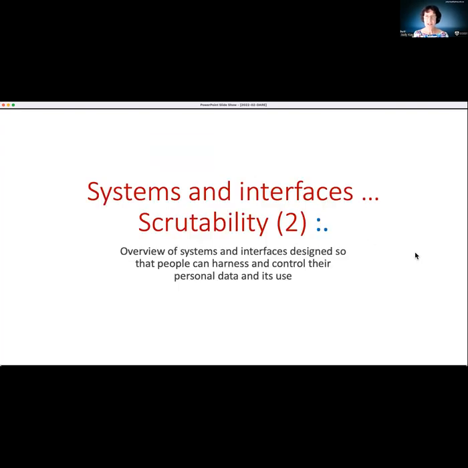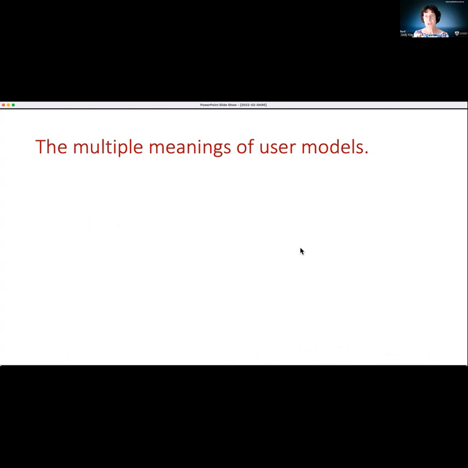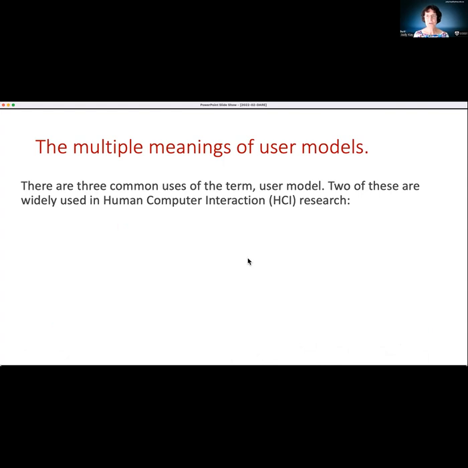So, scrutability, and here's an overview of systems and interfaces designed so people can harness and control their data. Here's a bunch of the people involved, and again, hitting you with the words scrutability and user models. First of all, I want to focus on the multiple meanings of user models, because depending where you come from, you'll be using the word and different people in the room will have different meanings. So there are three common uses.